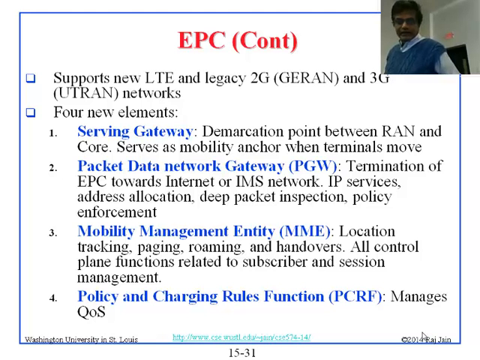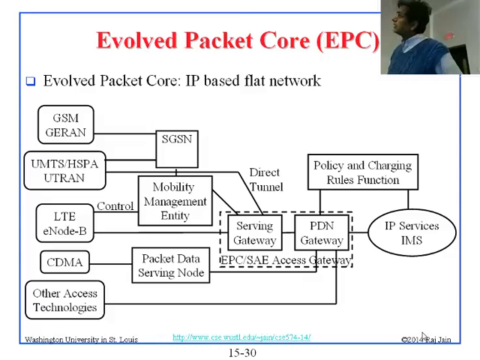Packet data network gateway, PGW, termination of EPC towards the internet. So this is the PDN gateway. So this part may not understand the IP addresses. This part understands IP addresses. So this gateway basically translates from whatever it comes from here into something that these people can understand, which might have some cell phone number or IMEI number or whatever. So this is the gateway, PDN gateway.